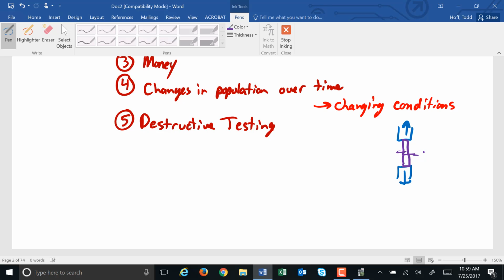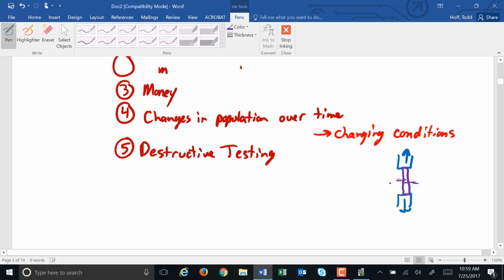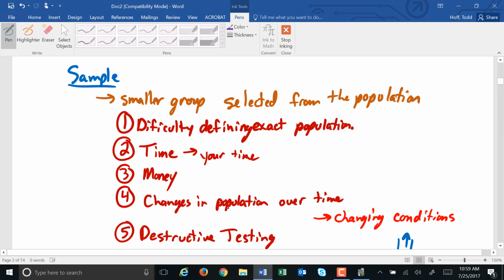You've got to figure out, well, how many can I test and be sure that my parts are good, but not destroy all the ones that I can sell? I still have enough to sell to make a profit. So that's why we take a sample.